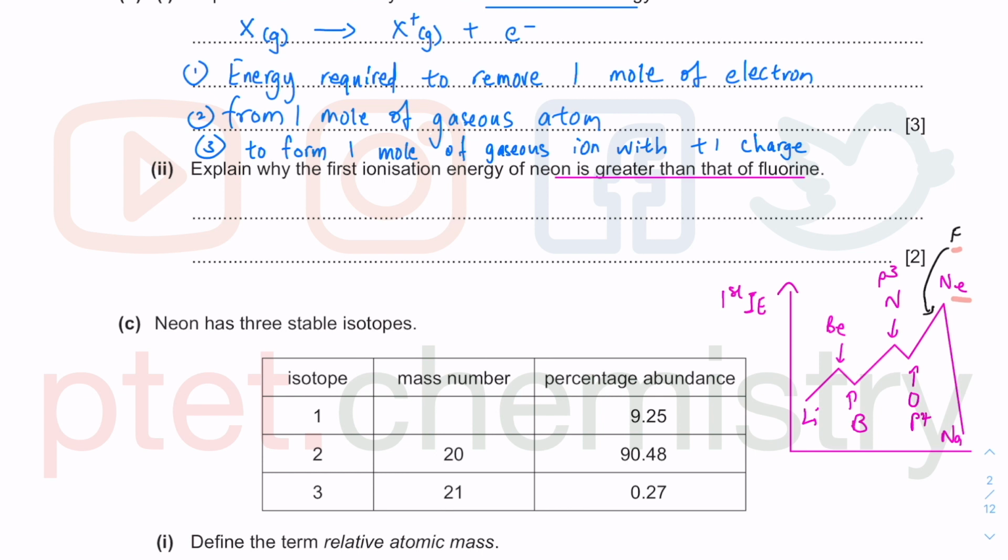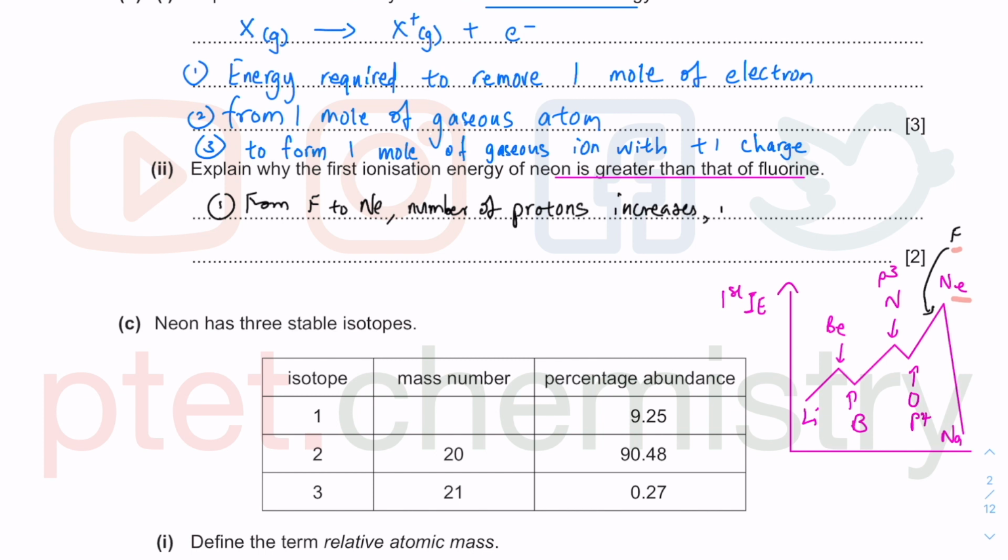Okay, there are 2 marks to this. So we have to talk about essentially why the first ionization energy increases from fluorine to neon. So from fluorine to neon, we can talk about the number of protons. I should really use full words instead of abbreviations. That was what I was used to. Number of protons increases.